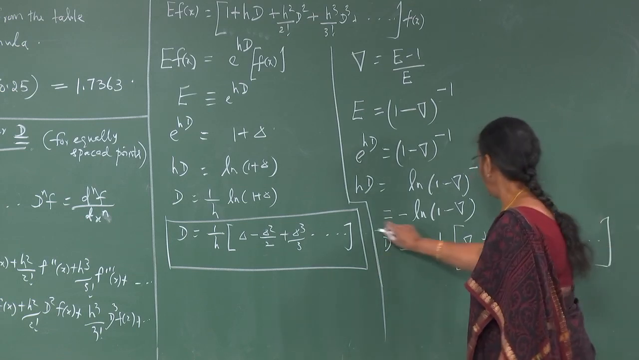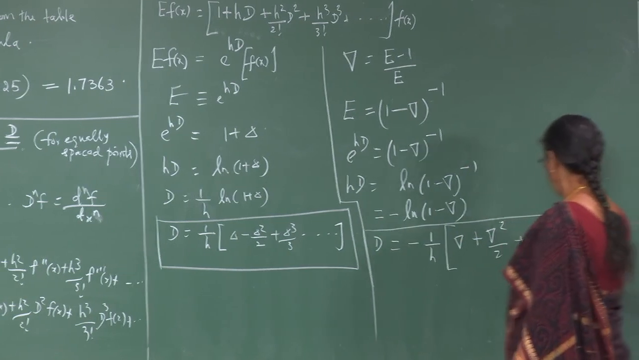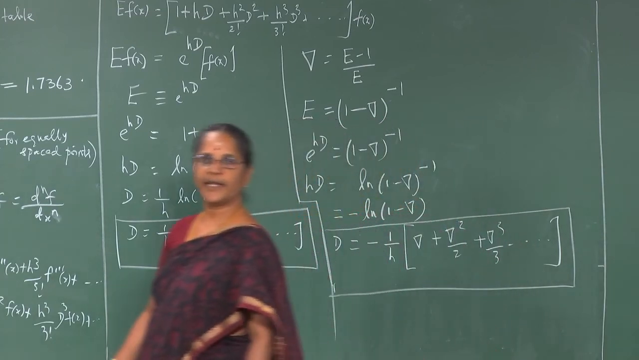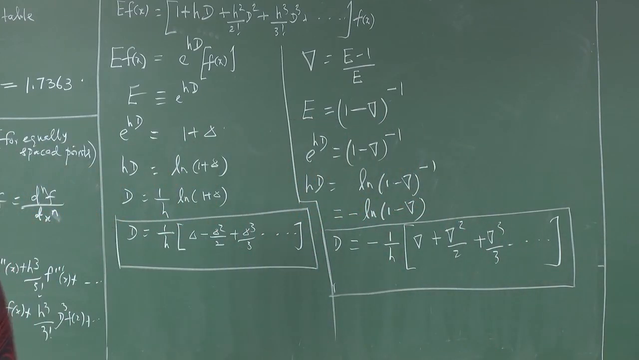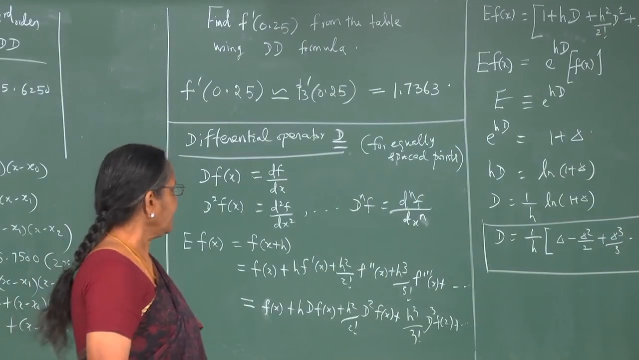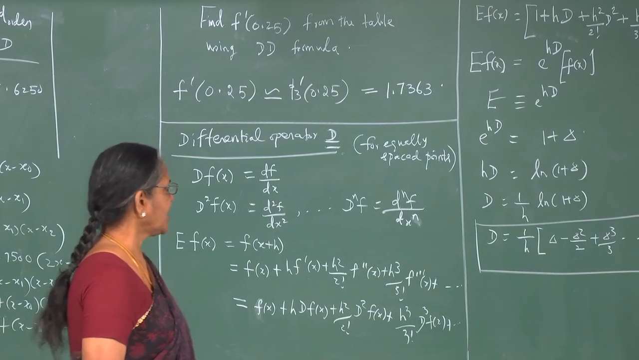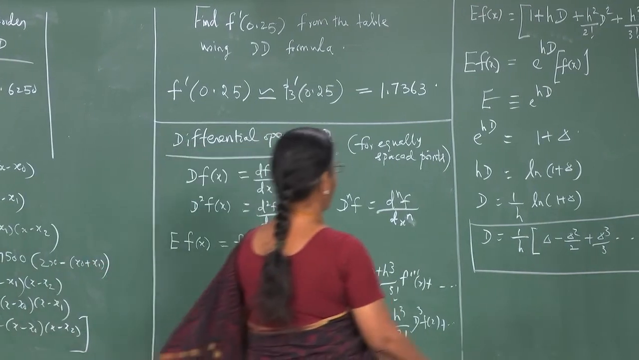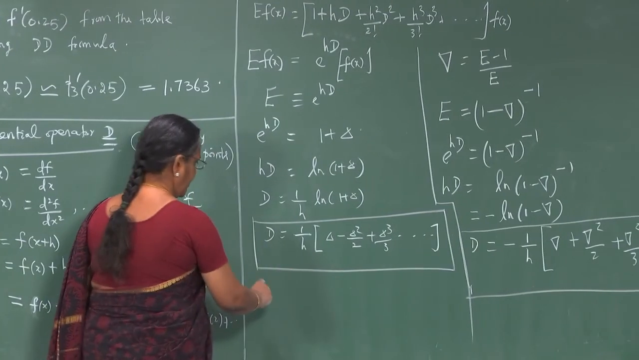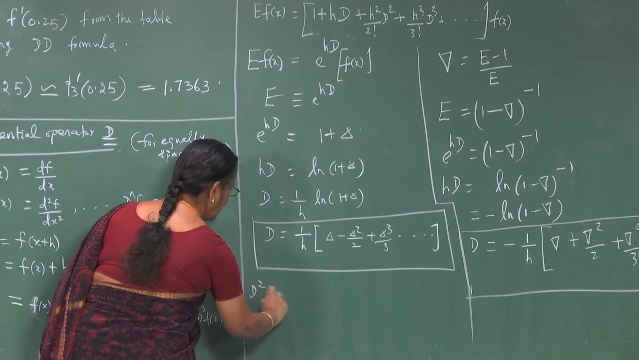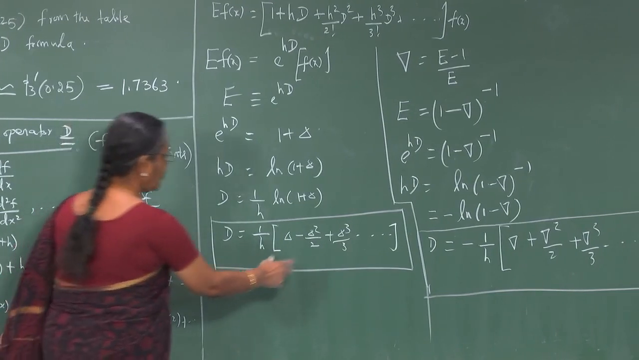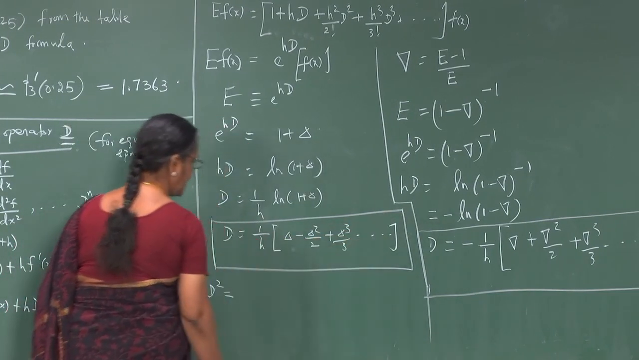So, the operator D can also be given in terms of the backward difference operator. These relations can be used to obtain the derivative of a function. Here we have obtained the expression for the first derivative, namely D. What will be D square if I want the second derivative? It is D on D, this operating on itself.